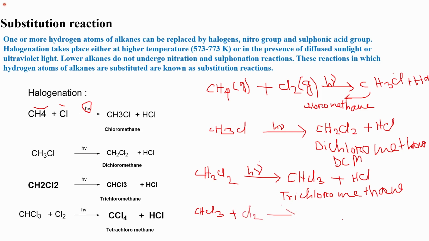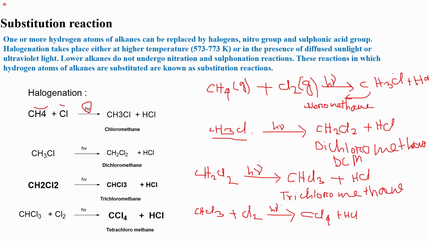plus Cl2 under photolytic condition, what it will give? It will give CCl4 plus HCl. Okay. So what is actually happening? In the presence of CHCl3, CH3Cl, what is it forming? Actually, it is forming CH2Cl2 dot plus HCl.